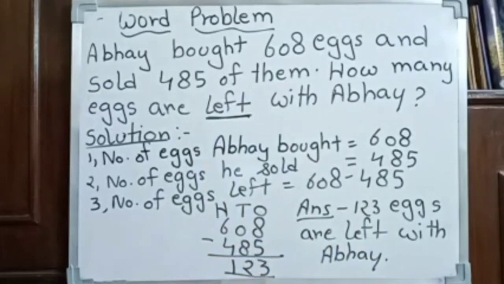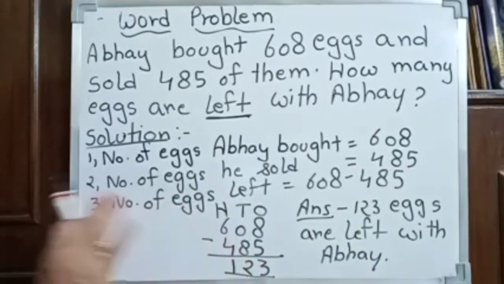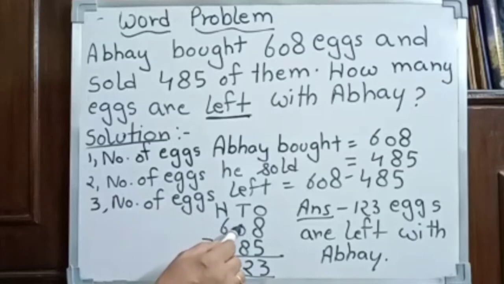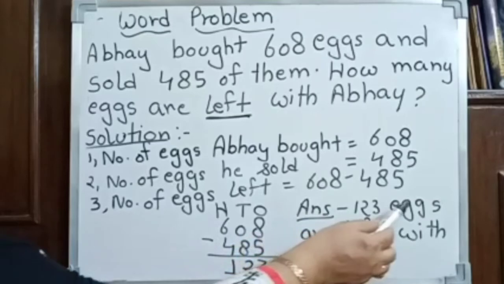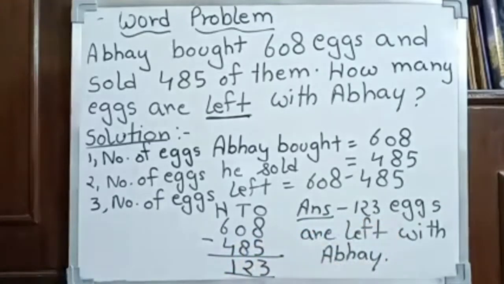8 minus 5, 3. 0 minus 8, not possible. Take one number from here. Here we will be 10 and here 5. 10 minus 8, 2. 5 minus 4, 1. So 123 eggs are left with Abhay.